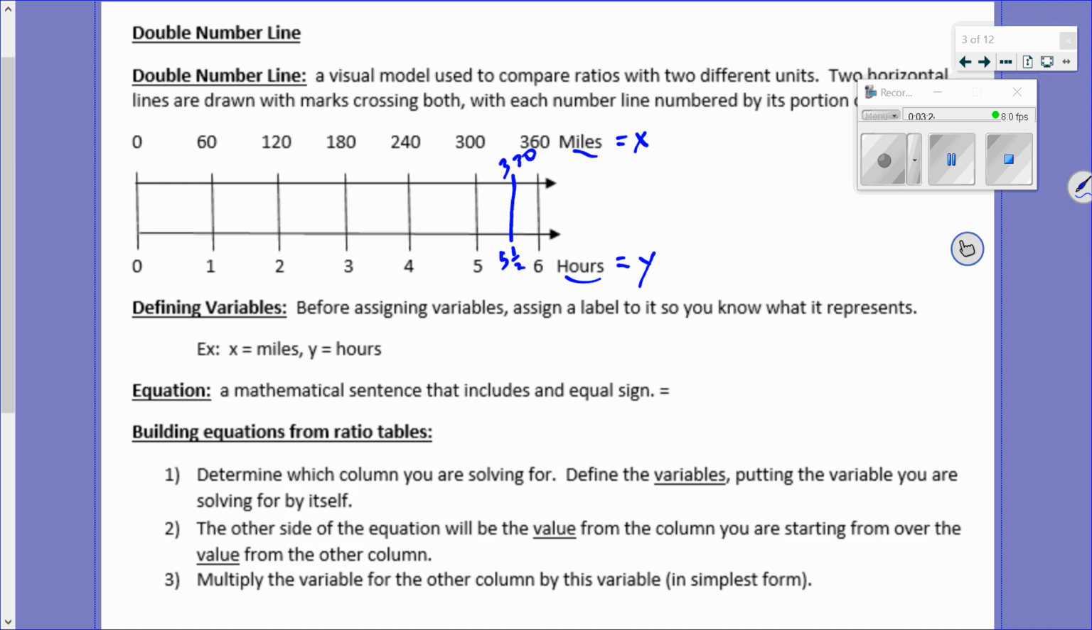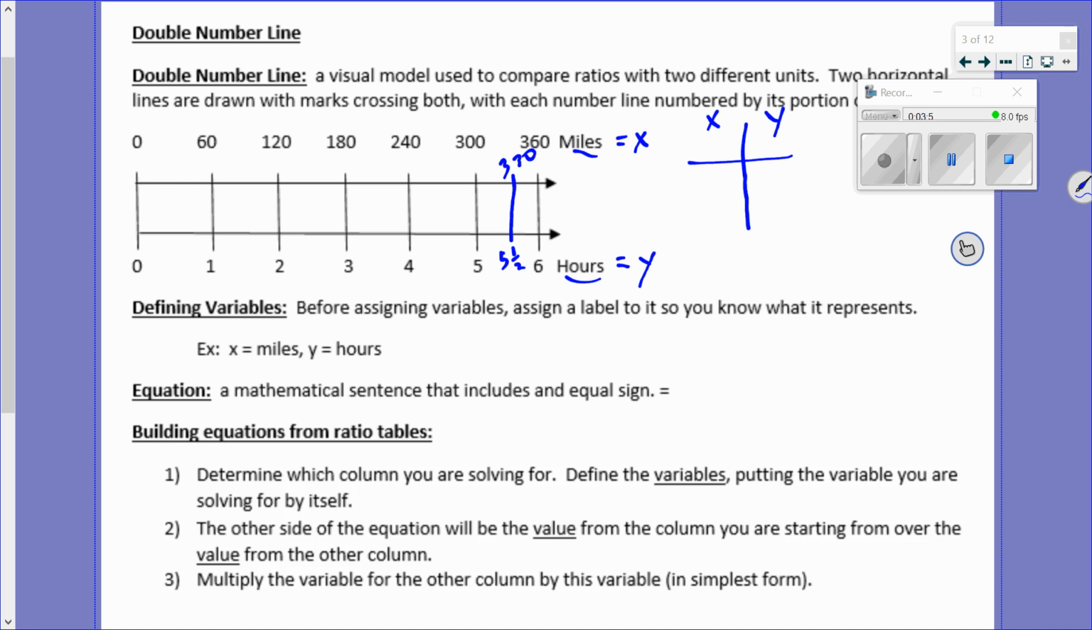The other format that we've shown you so far is tables. Whenever I have a table, my first value is my x, my second value is my y. Okay? So get used to translating these tables and ratios into x and y. If you can get used to that habit now, it's going to make it even easier for you as we continue to move forward.